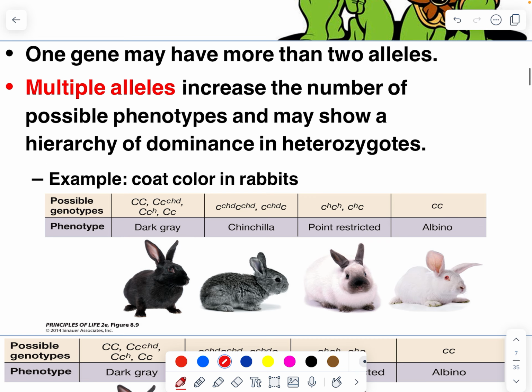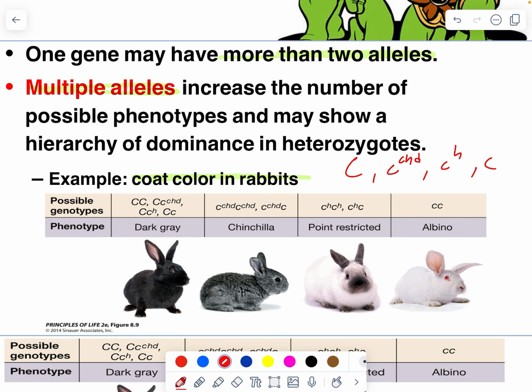So one gene may have more than one allele. It may have more than two alleles, sorry. And so multiple alleles is the term we use to show that there are a lot of different alleles. This is an example of coat color in rabbits. You can see here that we have multiple alleles. We have this allele, and then another allele, and then another allele, and then another allele.